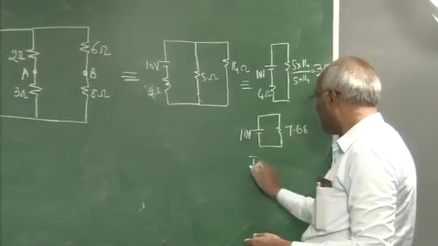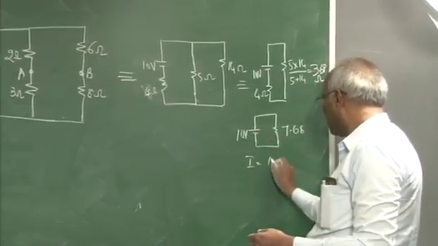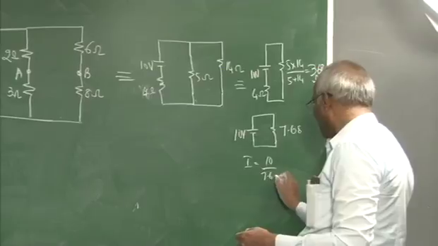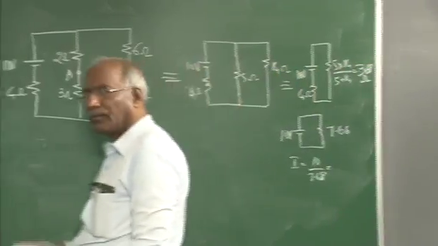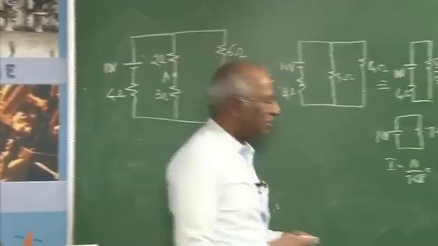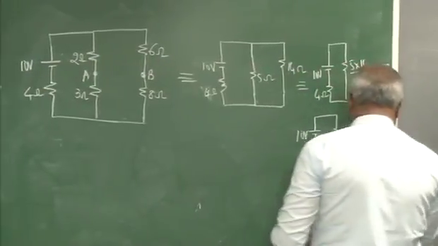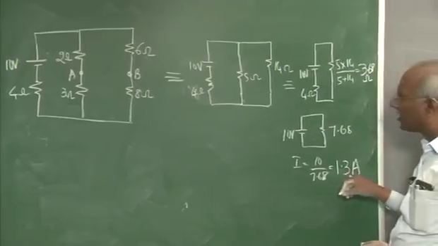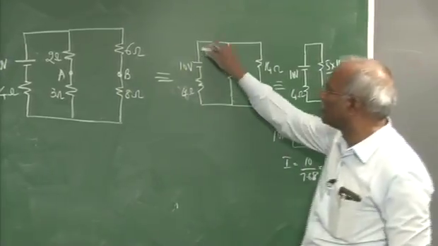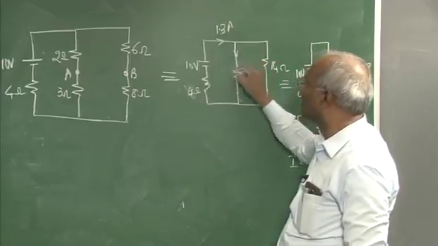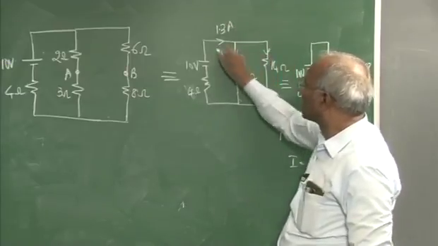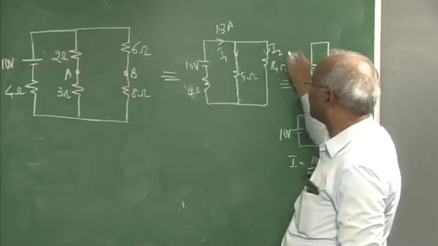What will be the current? The current is obviously 10 divided by 7.68, which comes to 1.3 ampere. Once I get the value of this one, it's not too difficult. This current being 1.3 amperes, you can find the current here and also the current here. Call this I1 and this I2.